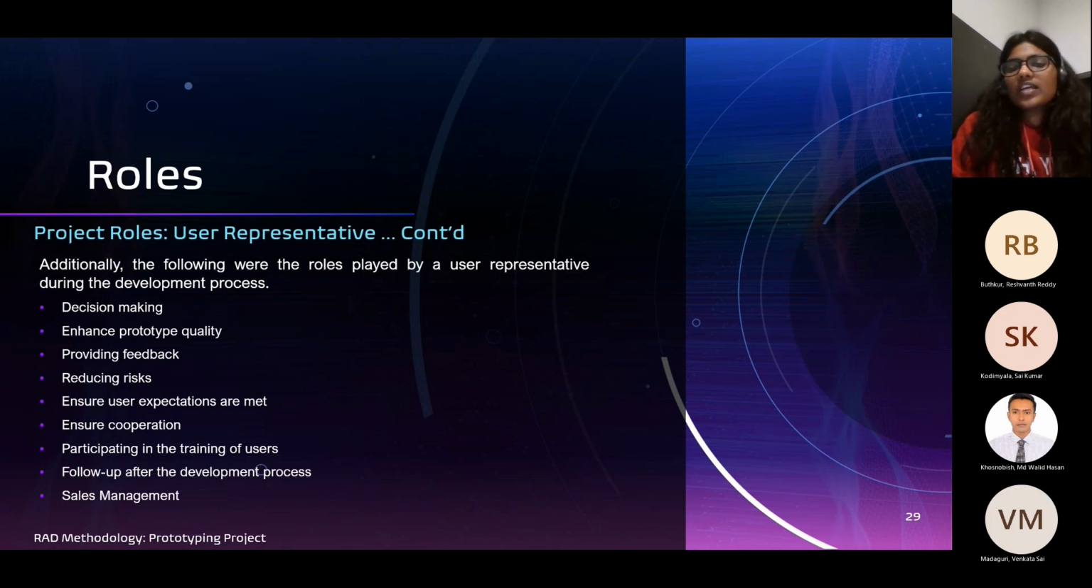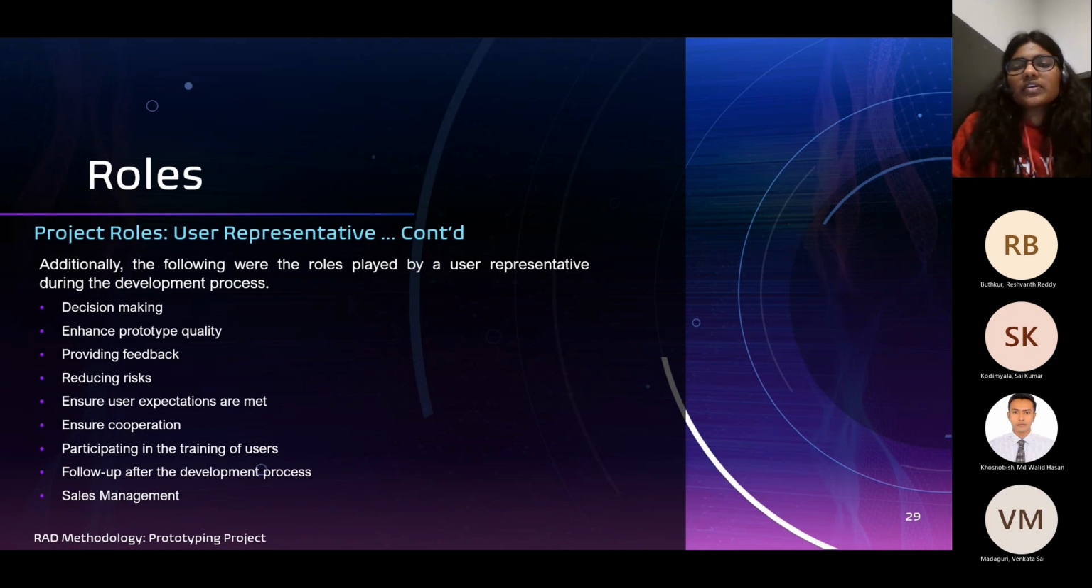Participating in the training of the users. After the development of the software product, the end users need to be trained on the functionality of the prototypes and also on how to use the software product. Follow up to the development process to ensure that the software product generated is working after its release. Being the user representative, I'm available to support the users on how to operate the product and also how to solve any arising issues.